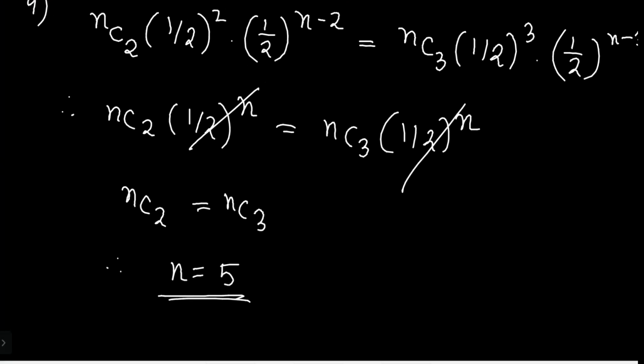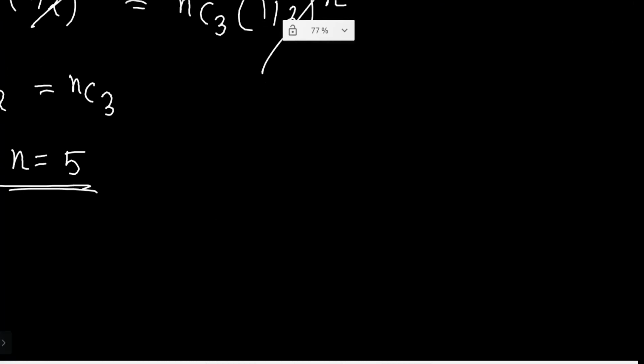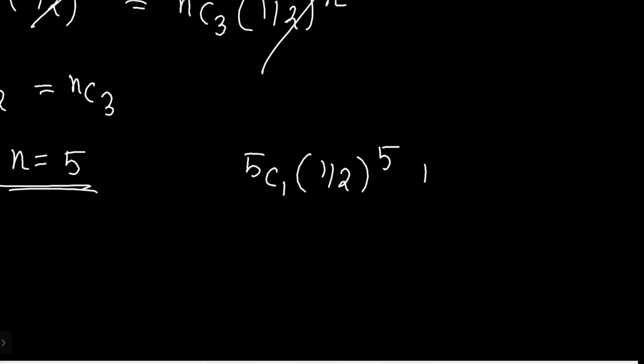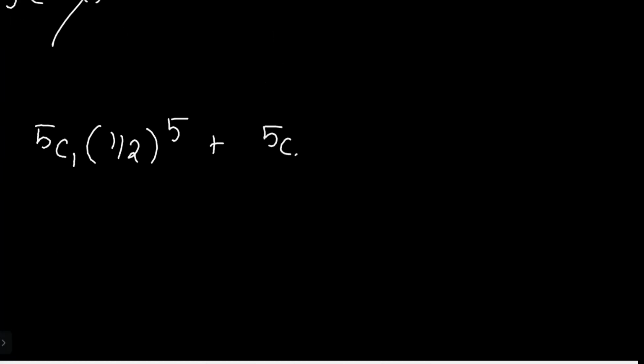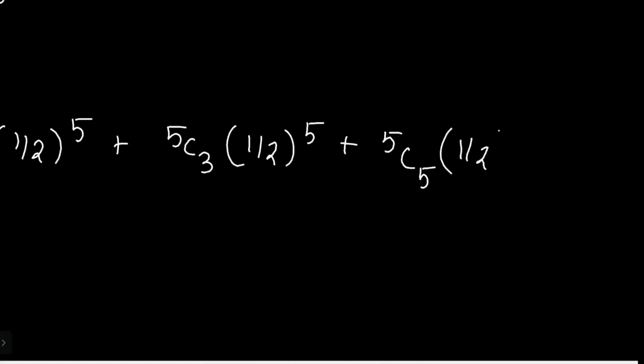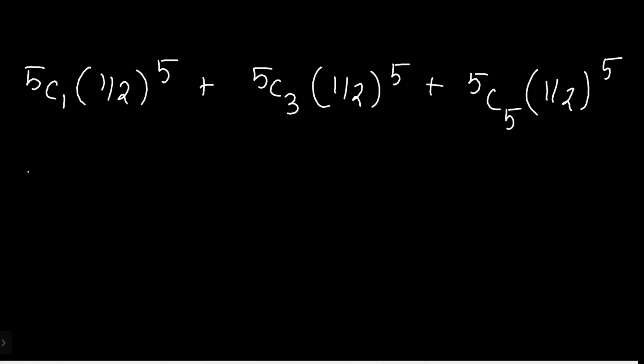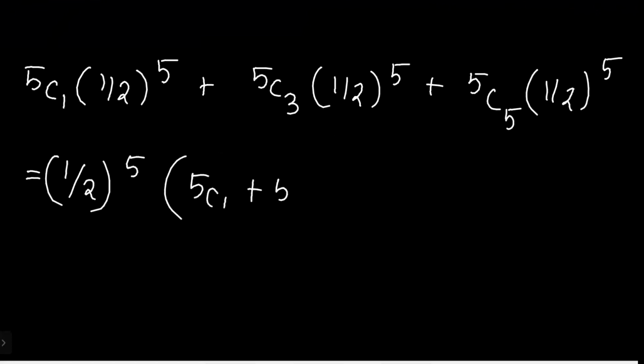Now you have to find the probability of getting an odd number of heads. That means either 5C1 into (1/2)^5, plus if it comes 3 times, 5C3 into (1/2)^5, plus 5C5 into (1/2)^5. Now from this we can take (1/2)^5 common, and the rest will be 5C1 plus 5C3 plus 5C5.